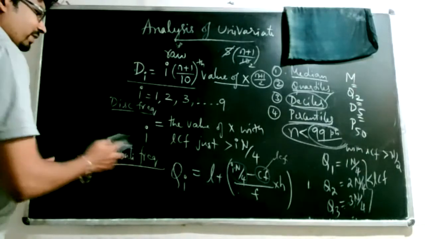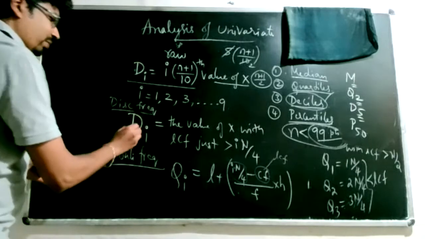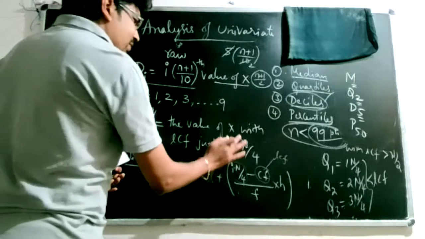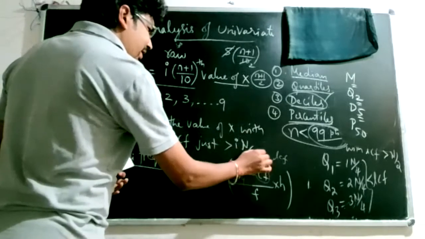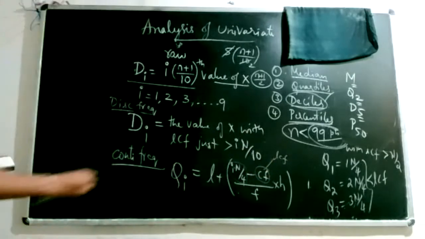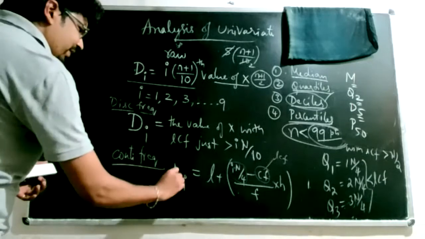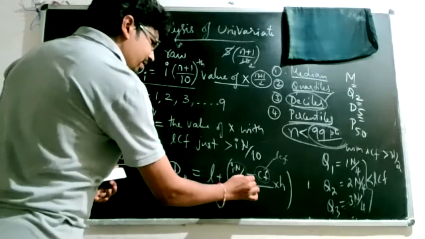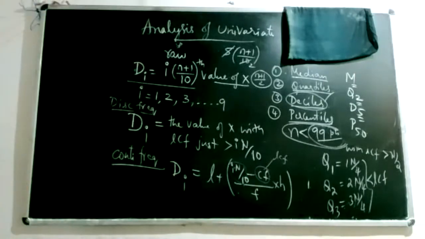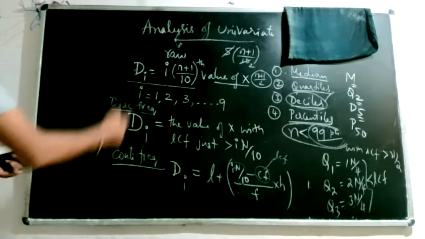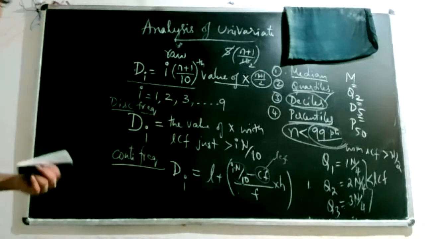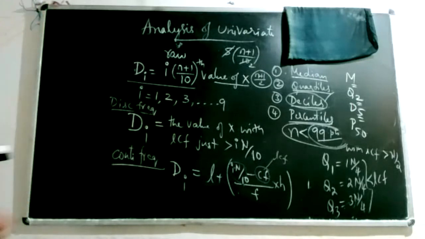Now coming to discrete frequency data, here also the formula is the same. It could say Di is equal to the value of x with LCF just greater than i into n by 10. And similarly for continuous frequency data, we get Di is equal to L plus (i n/10 minus cumulative frequency) by frequency into h. Now just change this denominator 10 to 100. That will produce the formulas for your percentiles.